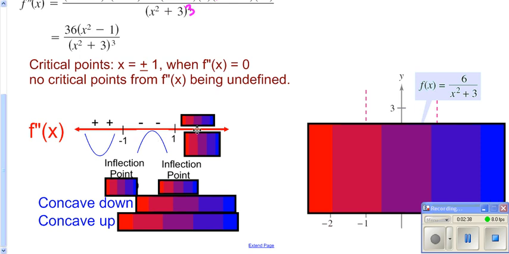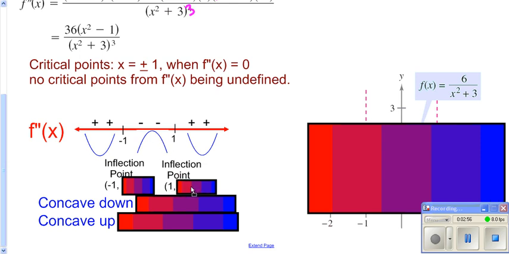Try a number on the far right. Put, say, a positive 2 in, we get a positive on the top, positive in the bottom, so that means we're going to be concave up again. So we're switching from concave up to concave down, so we have an inflection point. Concave down to concave up, another inflection point.